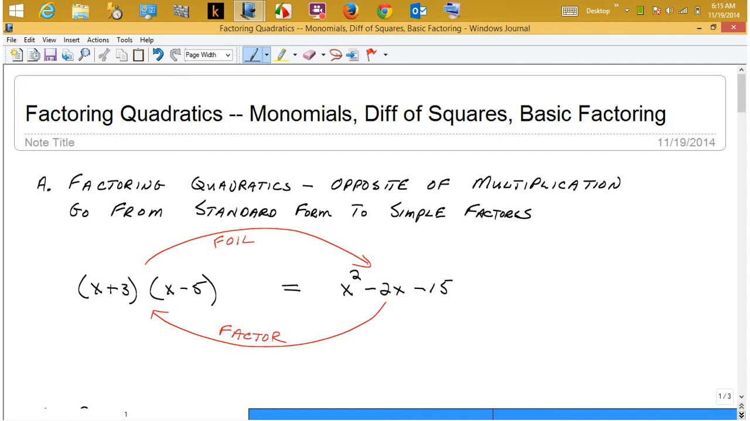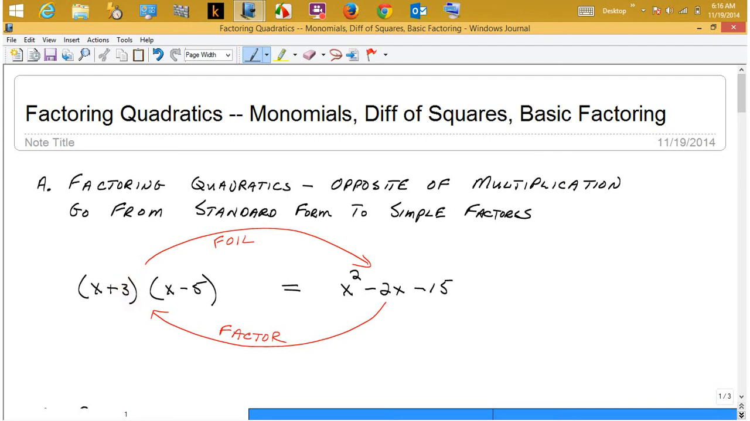In this video, we're going to factor quadratic equations. We're just going to do some basic factoring. To start out, let's talk about what factoring a quadratic is. It's the opposite of multiplication, which we usually use the FOIL method.